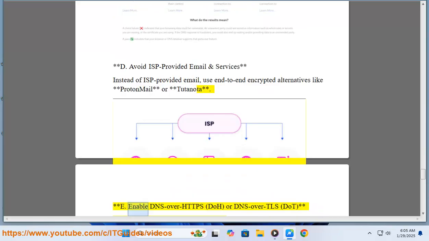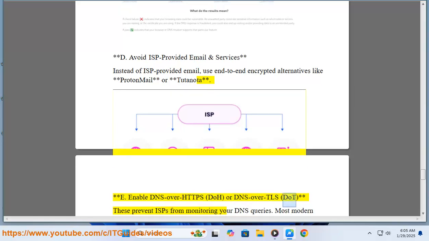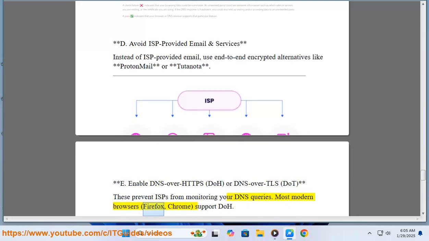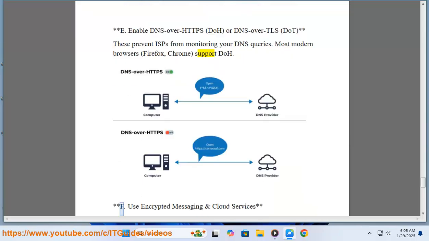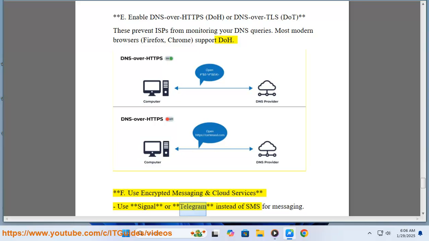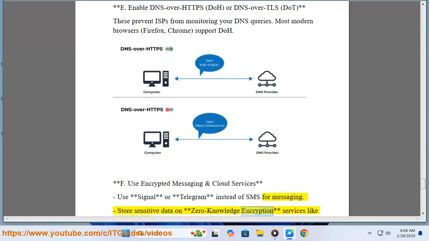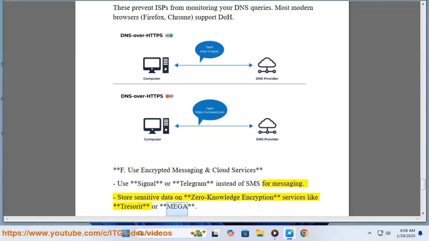E. Enable DNS over HTTPS, DoH, or DNS over TLS. These prevent ISPs from monitoring your DNS queries. Most modern browsers, Firefox, Chrome, support DoH. F. Use encrypted messaging and cloud services. Use Signal or Telegram instead of SMS for messaging. Store sensitive data on zero-knowledge encryption services like Tresorit or Mega.